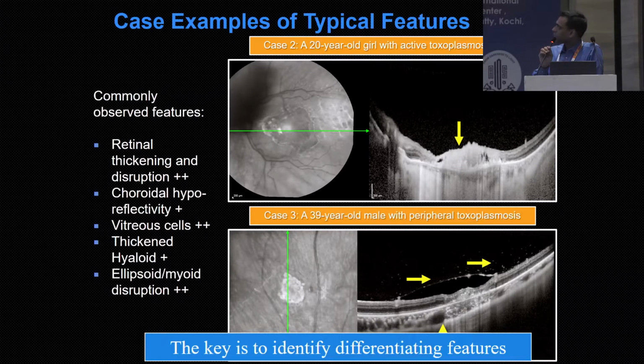Now the typical features in toxoplasma retinochoroiditis are retinal thickening and disruption of the retinal layers, choroidal hyporeflectivity, and vitreous cells. The hyaloid is thickened, as you can see in the bottom image with yellow arrows, and there is a disruption of the ellipsoid myoid zone. So the key is to identify these lesions on OCT, which help in the diagnosis of toxoplasma chorioretinitis.